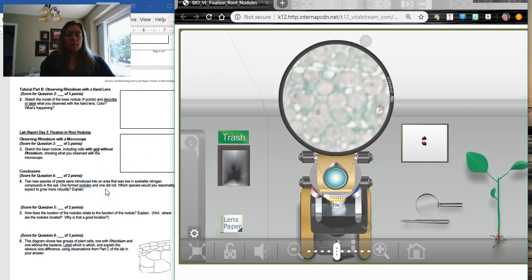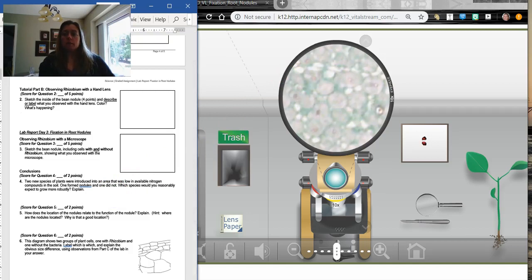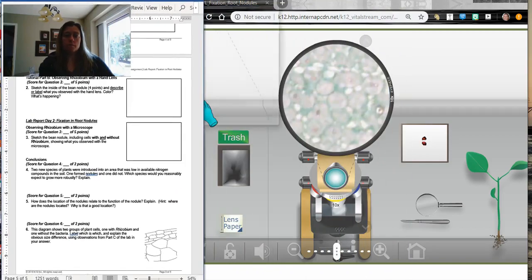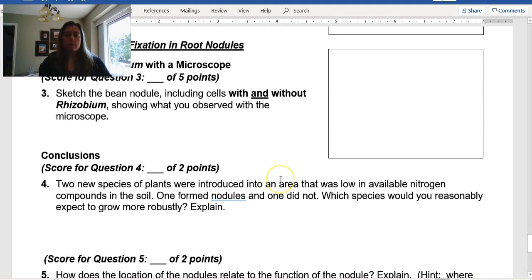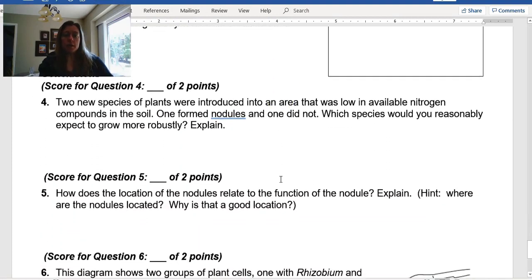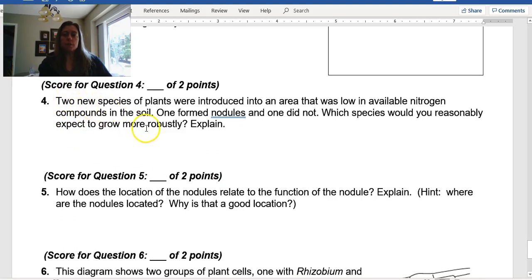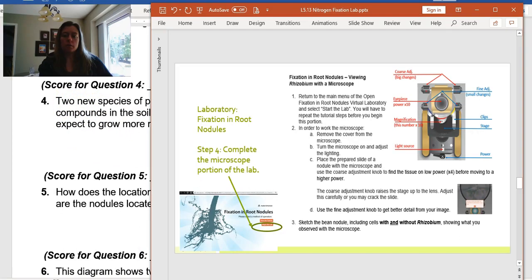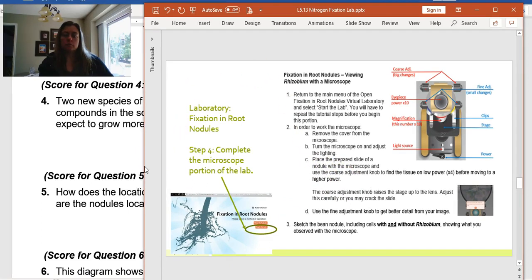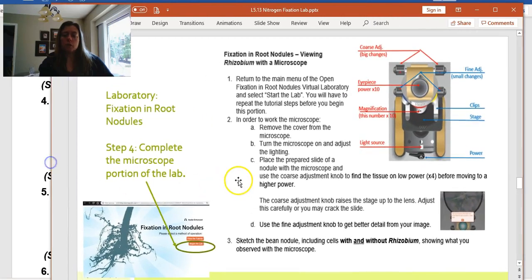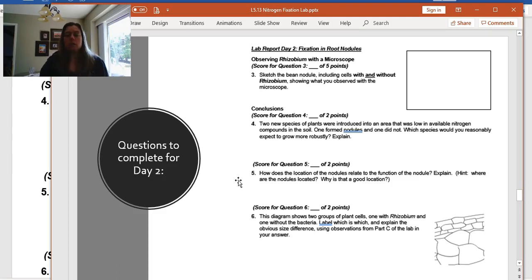All right, and then let's look at this one now. So to answer the rest of these questions, let me just make this bigger. Okay. You're going to sketch the bean nodule. It says two new species of plants. You know what? Let's do this. I like this one better. Okay. So that's what we did here, and then the page down. Okay, so here's the questions for day 2 to complete.